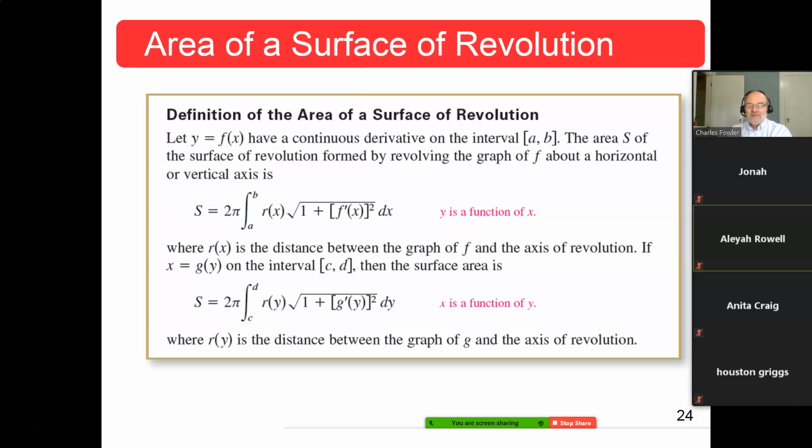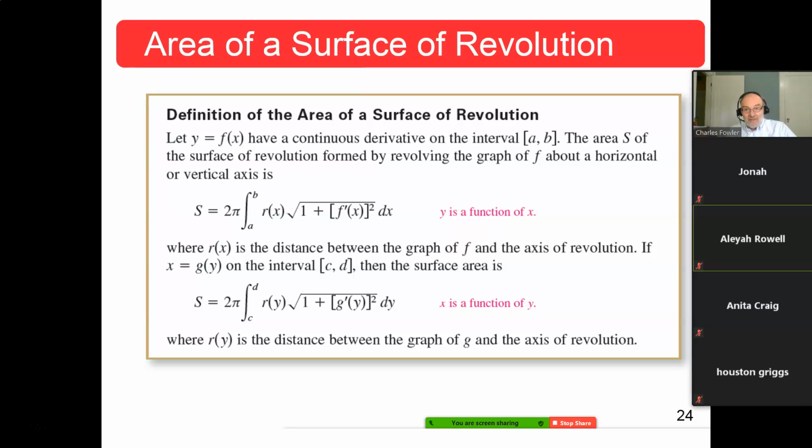Okay, I think I get what they're saying. The surface of revolution is formed by revolving the graph of f about a horizontal or vertical axis. It's no longer the x and the y-axis. That's what the difference is here. So your r of x is now your radius from that new axis.